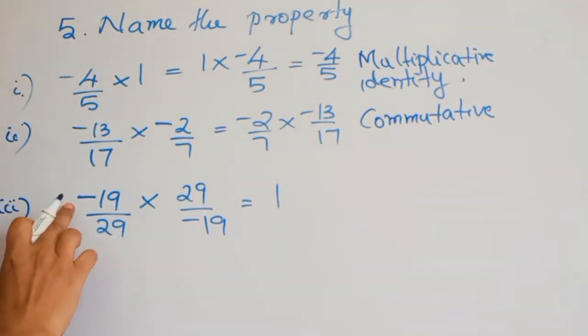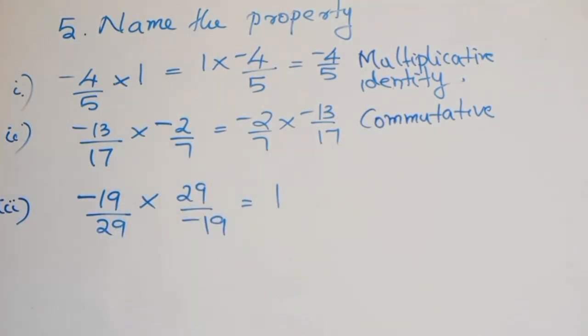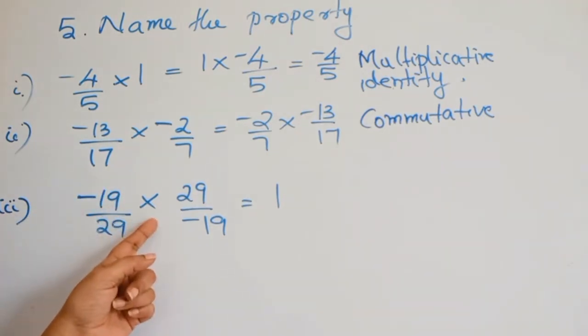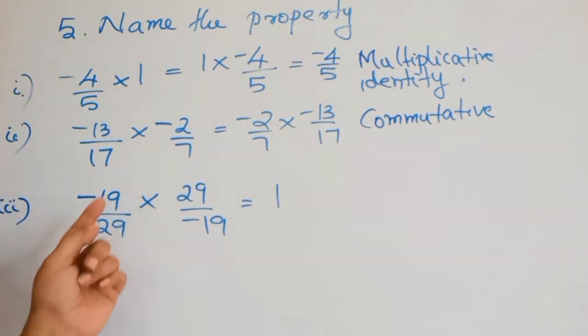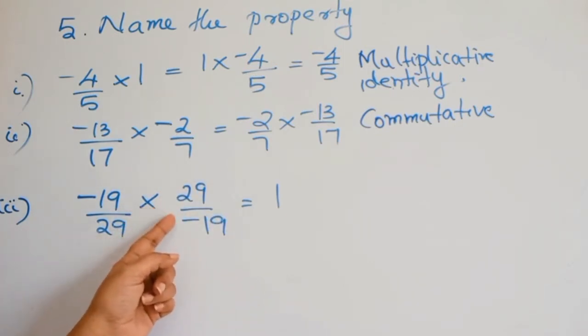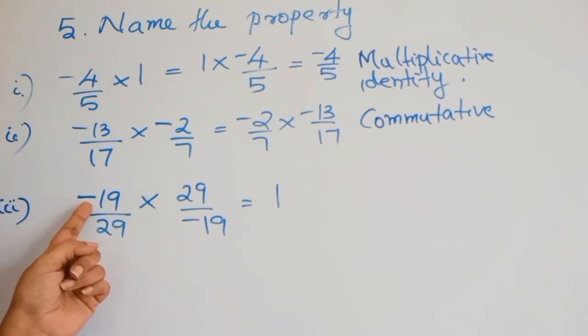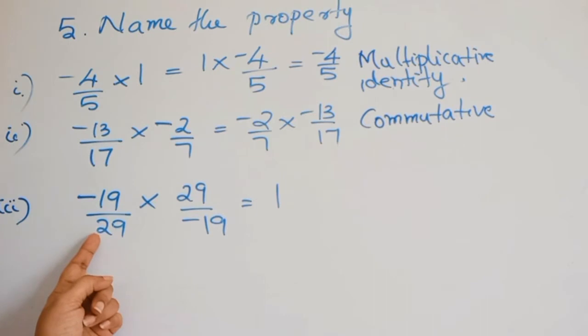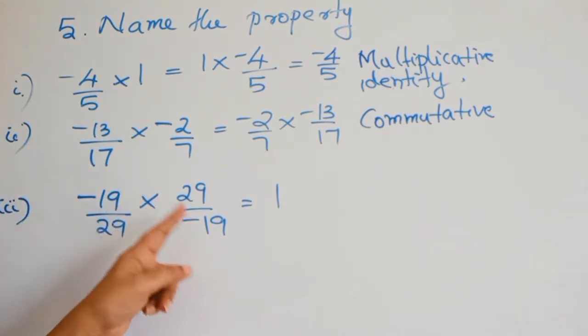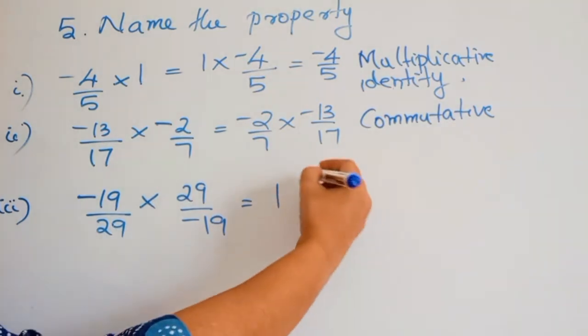Then the third one: minus 19 by 29 into 29 by minus 19 is equal to 1. Here you have a rational number and its reciprocal. 29 by minus 19 is the reciprocal of minus 19 by 29. So when we multiply a rational number and its reciprocal, we get the answer 1. So it's very clear, it is the multiplicative inverse.